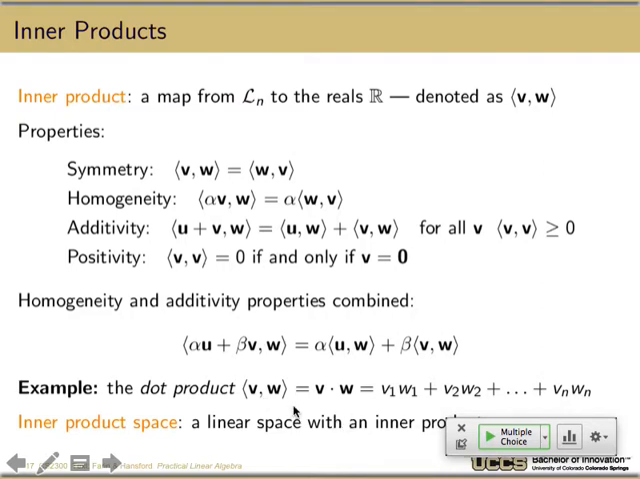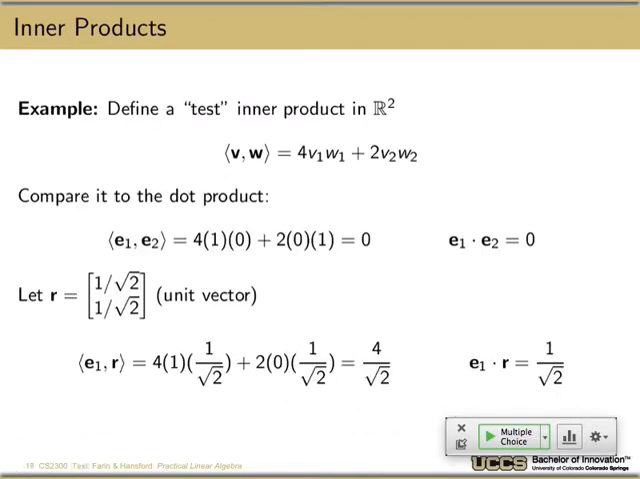Okay, and as we said, the inner product, the dot product, is an example of one of these. But as we will see, it's not the only one. It's by far the most common, but it's not the only one. So if we define this sort of test idea of an inner product in R2, so here's an inner product. Given v and w, we're going to define the inner product as 4 times the first element v1 times w1 plus 2 times v2 times w2.